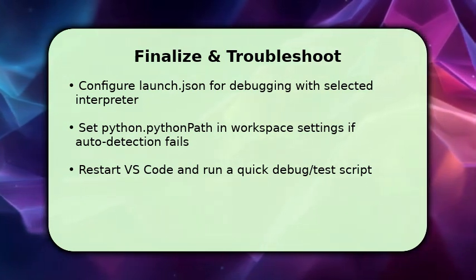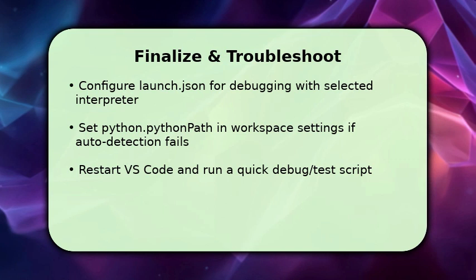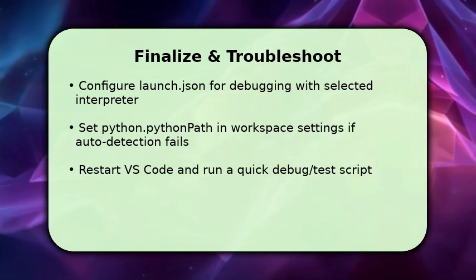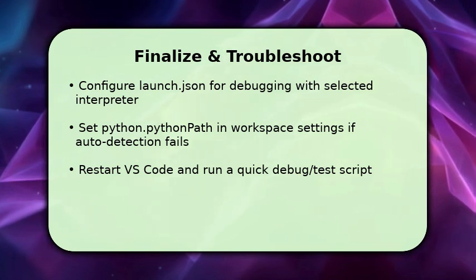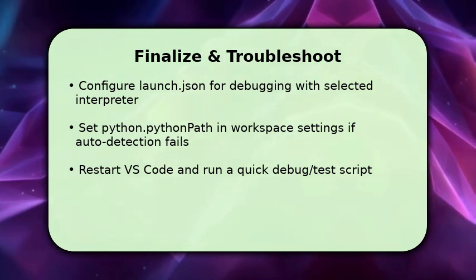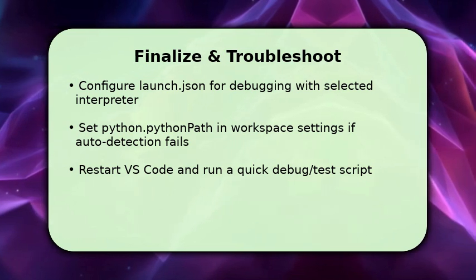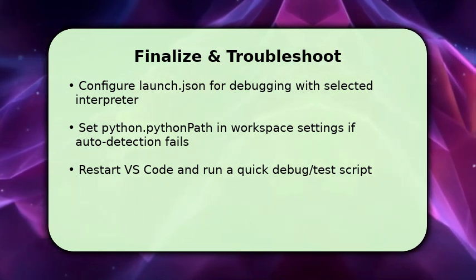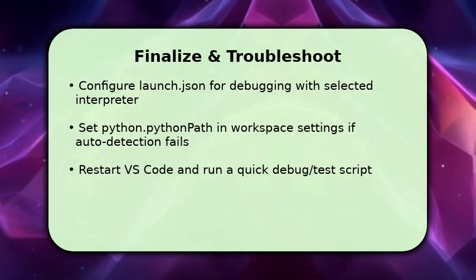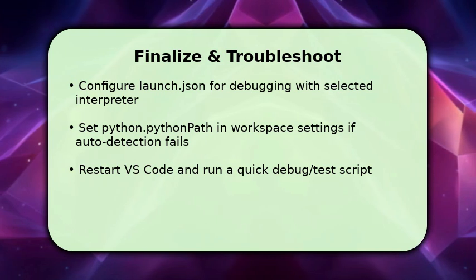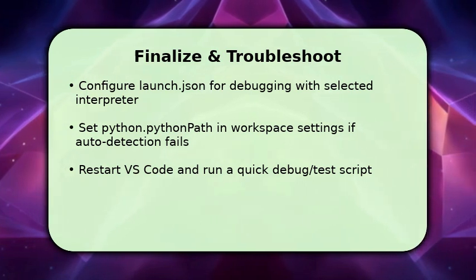If VS Code still uses the wrong Python, open Command Palette, reselect Interpreter, and set python.defaultInterpreterPath or python.pythonPath in workspace settings. As a troubleshooting tip, if problems persist, restart VS Code with the environment activated and check the Python output panel for errors. That log often reveals path or extension issues.